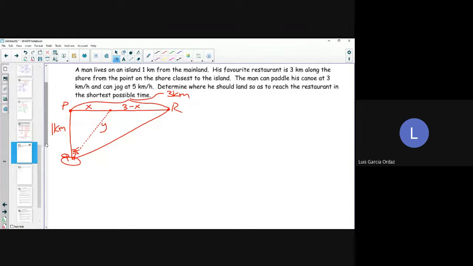So now I have to figure out my information. I know I can figure out an expression for my hypotenuse by using the Pythagorean theorem. So I have x squared plus 1 squared is equal to y squared, which means that y is equal to plus or minus the square root of x squared plus 1. We can't take the negative because we can't have a negative measurement. So we can only take y is equal to the square root of x squared plus 1.